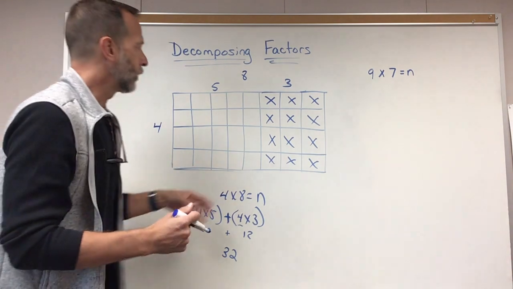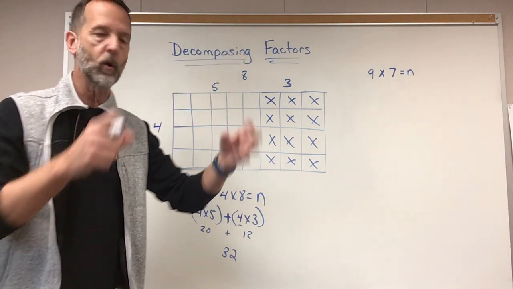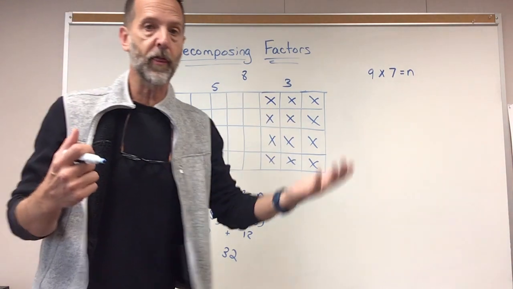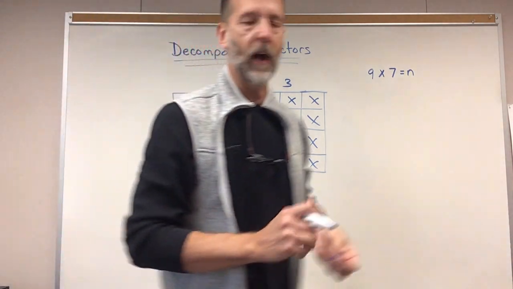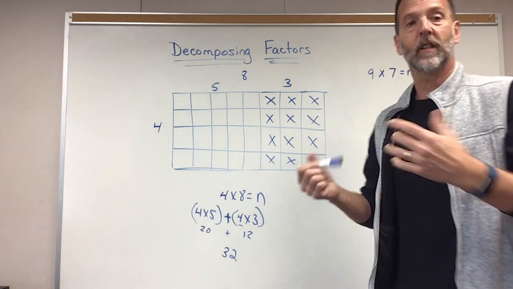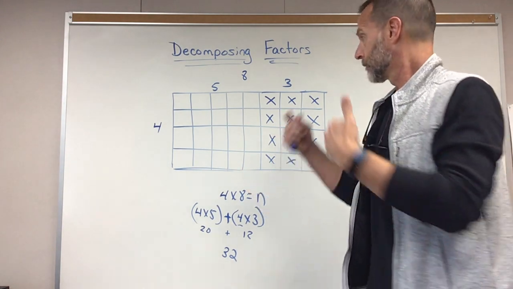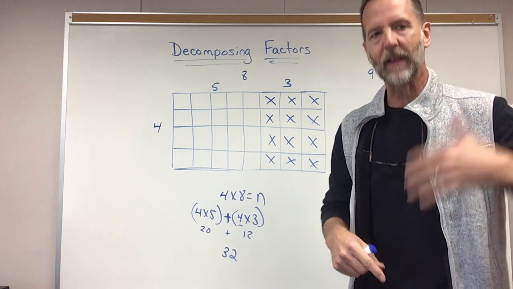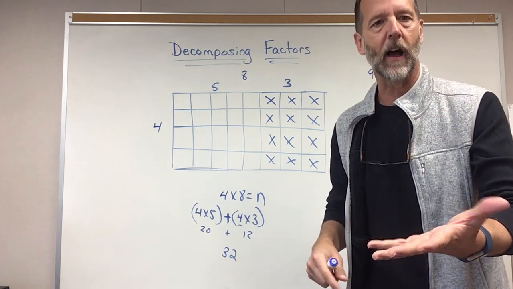Okay? So what did we do? We took one factor and we broke it up into smaller amounts. Did I have to use 5 and 3? No, I didn't have to. I can use whatever numbers I want to use, really. Okay? I didn't have to use 5 and 3, but I like to get to 5 because it makes my multiplication easier because I can count my 5s easily.